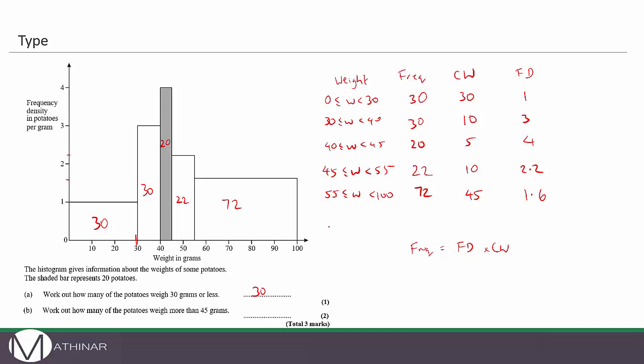So that's part A. Part B of the question, work out how many of the potatoes weigh more than 45 grams. So here's 45 grams. More than 45 grams is these two bars here. So it's going to be 22 plus 72, which is 94. 94 of the potatoes weigh more than 45 grams.